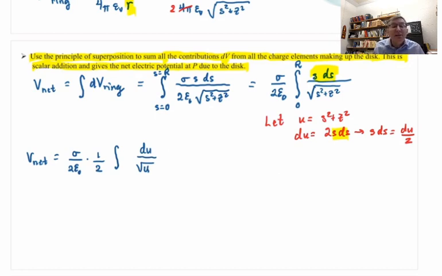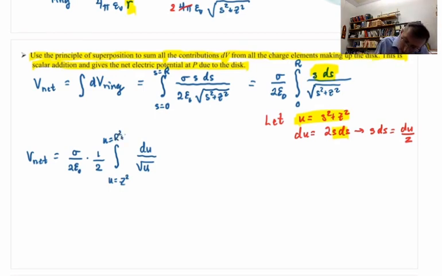And let's go ahead and change the limits to u values. What's the lower limit and the upper limit for the new variable u? Just remember the defining relationship for u is up there. When the integral was with respect to s, the lower limit was 0, so we start at s equals 0. If we plug in s equals 0, the starting value for u is z squared. And the upper limit for s is big R, so we plug that into the u formula, and we get the upper limit for u is big R squared plus z squared.